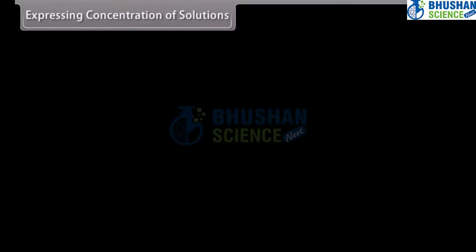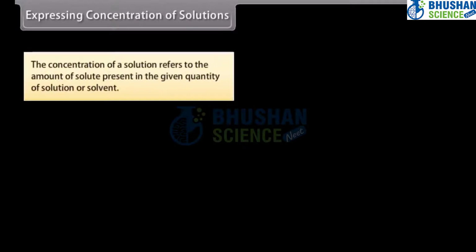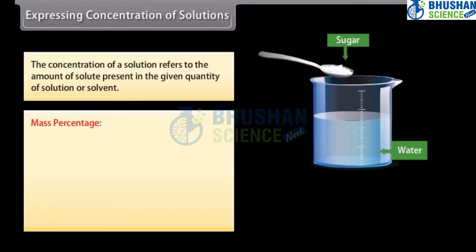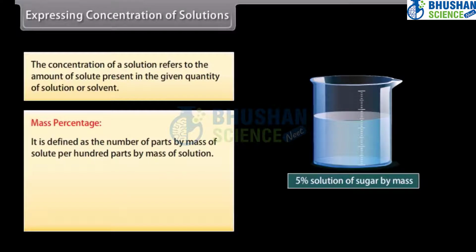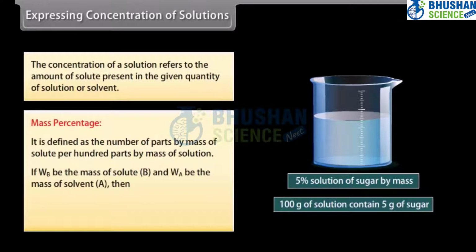Expressing concentration of solutions. The concentration of a solution refers to the amount of solute present in the given quantity of solution or solvent. Mass percentage. It is defined as the number of parts by mass of solute per 100 parts by mass of solution. If Wb be the mass of solute B and Wa be the mass of solvent A, then mass percentage of B is equal to Wb upon bracket Wa plus Wb bracket close multiplied by 100.